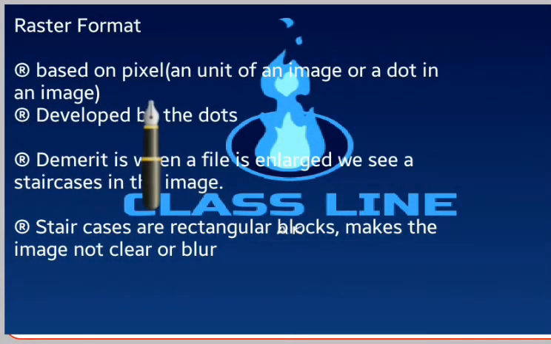Raster format is based on pixels, a unit of an image or dot in an image. Pixels are developed by dots. A demerit of the raster file format is that when it is enlarged, we see staircases in the image. Staircases are rectangular blocks that make the image not clear or blurry.